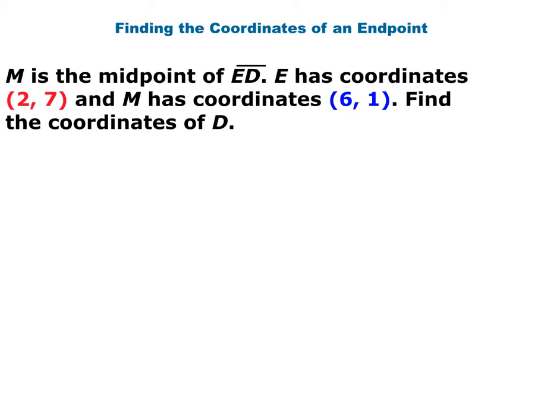So let's try this one graphing first of all, so you can take a look at it. So M is going to be the midpoint of a segment ED. Okay, E is 2, 7. Label that E, so you know which one it is. Okay, and then M is 6, 1. That's M. Now M is supposed to be the midpoint of a segment. So ME, you could draw that one in.